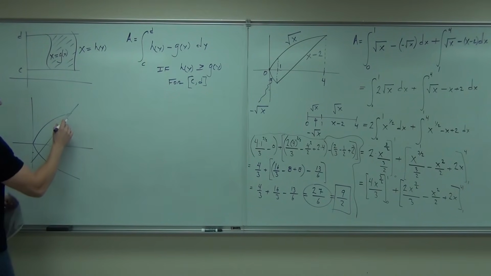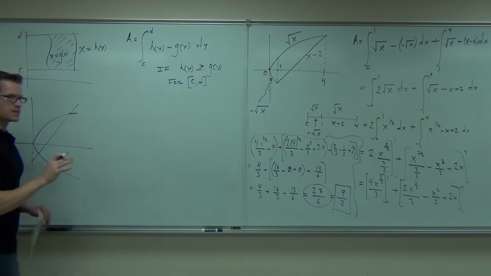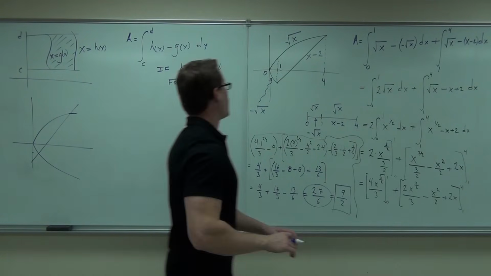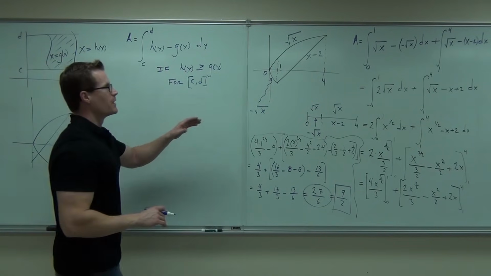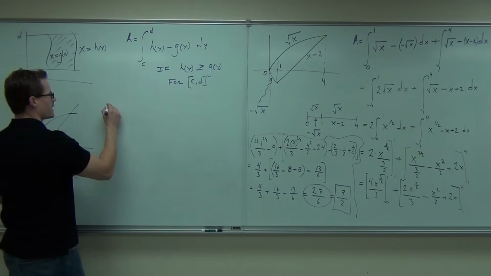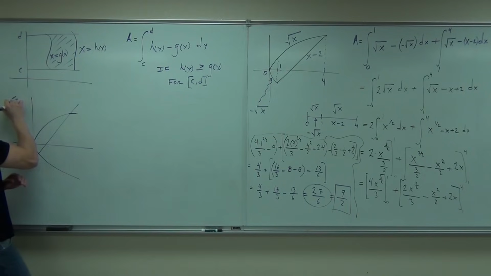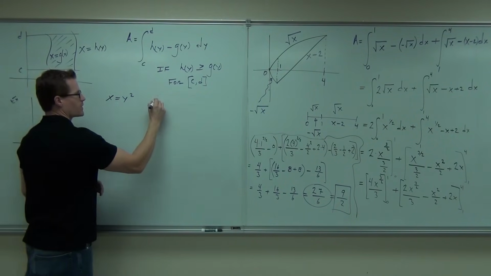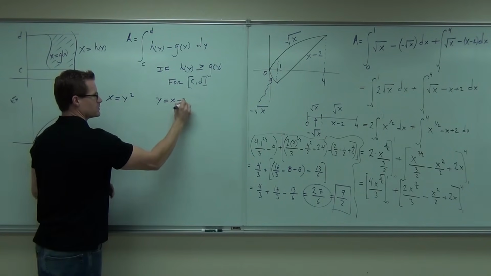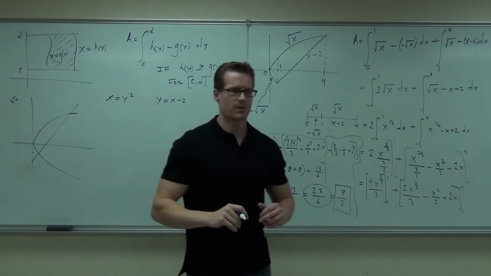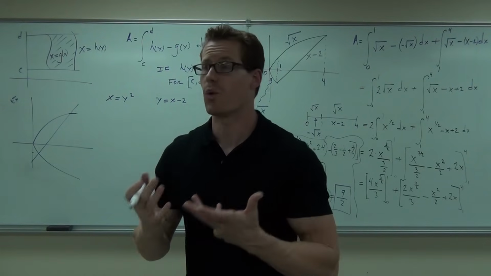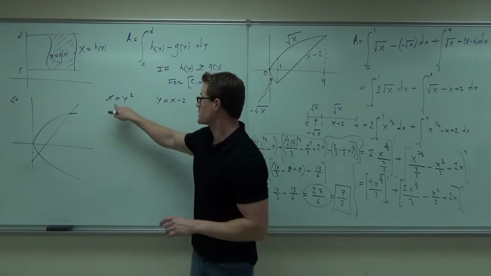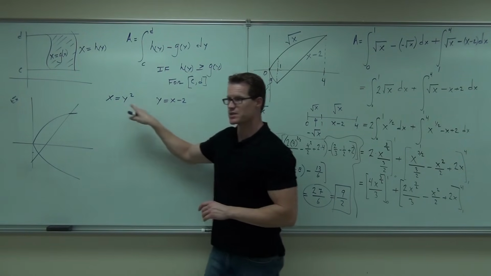Same one. I want you to see that this works out the same. Now, if we're in terms of y, I need you to notice something. We had x equals y squared, and we had y equals x minus 2. If we're going to do this in terms of y, our functions need to be in terms of y. Now, this one's great. We love this one. This one's not great.